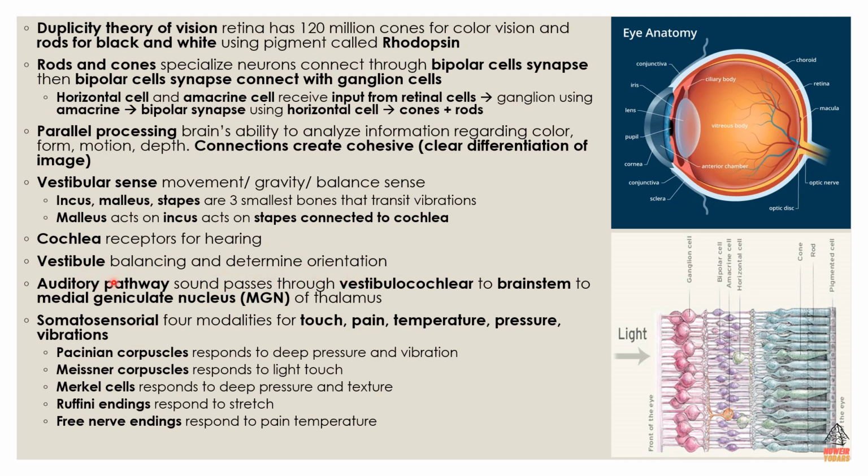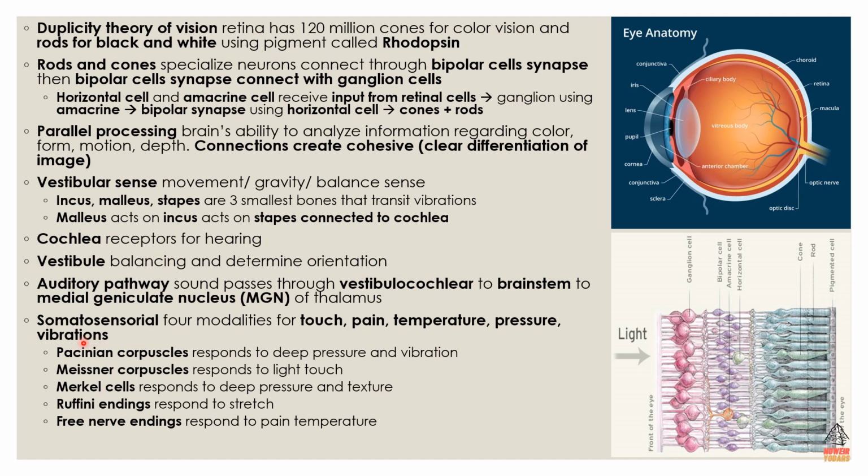So the vestibule in your ear is what helps you balance. The way the auditory pathway processes sound is that it passes through the vestibular cochlear to the brainstem, and then from the brainstem it goes to the MGN, the medial geniculate nucleus of the thalamus, and that's how it processes sound: vestibular cochlear to brainstem to MGN of the thalamus to analyze it.